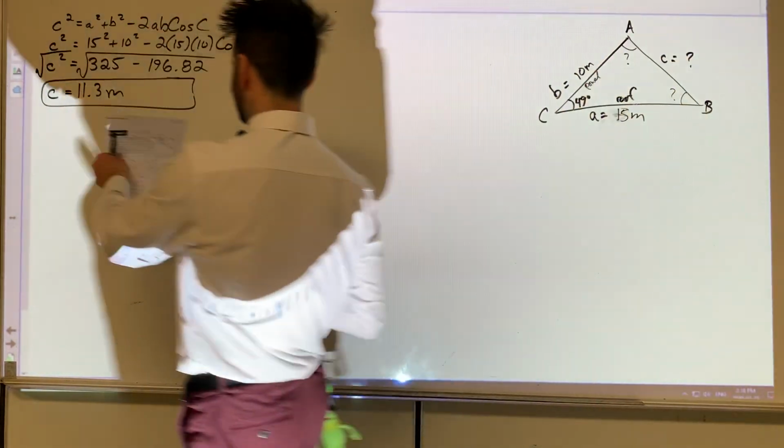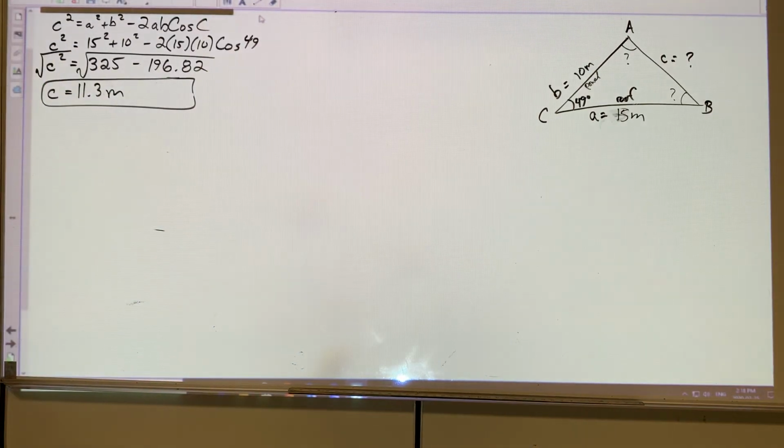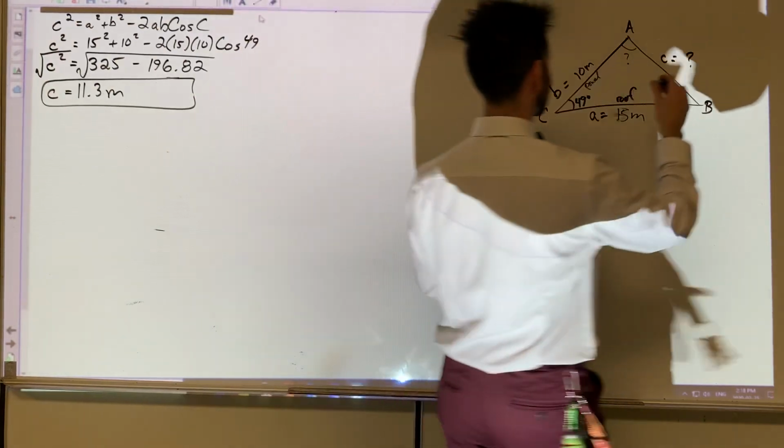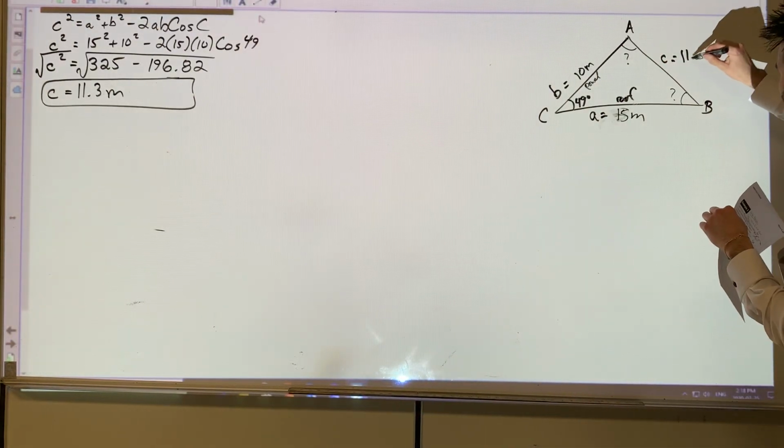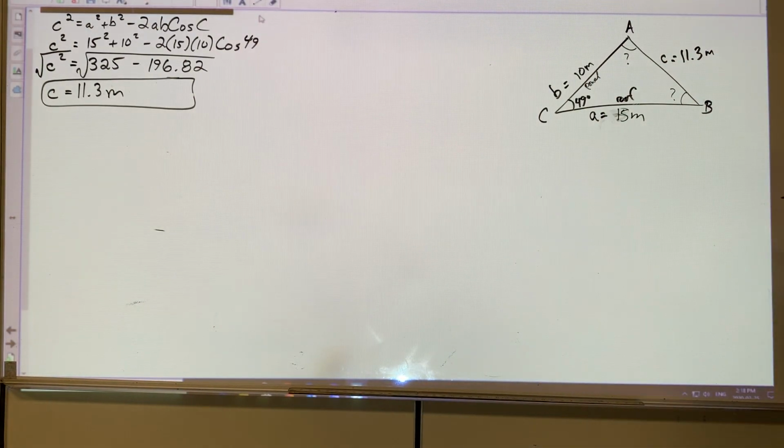Okay, so there's that. And what else do we want to calculate? What do you want to do next? We now know that this is 11.3. We could calculate one of the degrees.